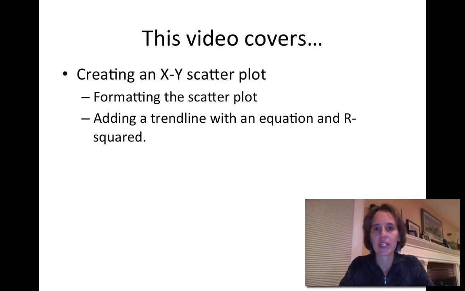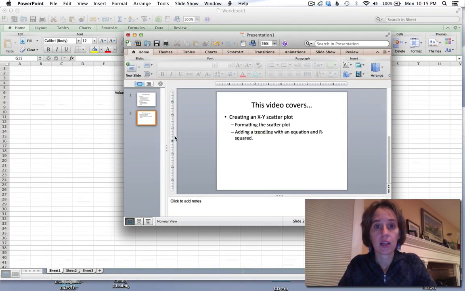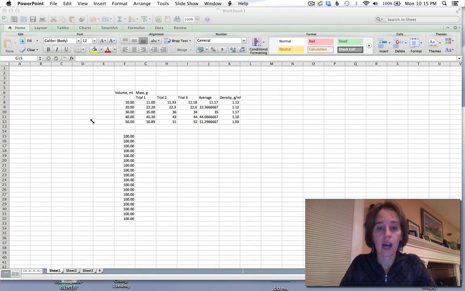Hi, so this next video picks up where the last one left off, and it covers creating an XY scatter plot in Excel using that same data from the previous video, and then also adding a trend line with an equation and an R-squared value. All of these things you'll need to do for this lab. So here's where we left off.